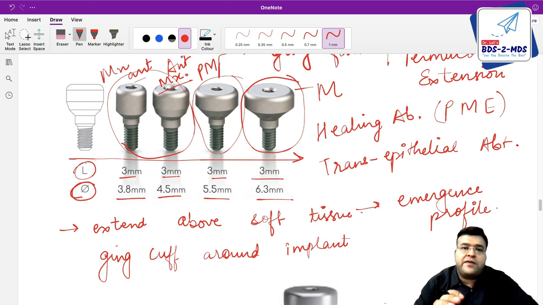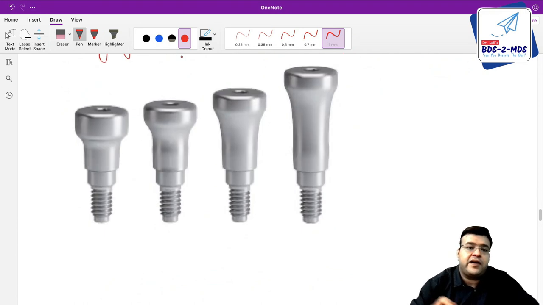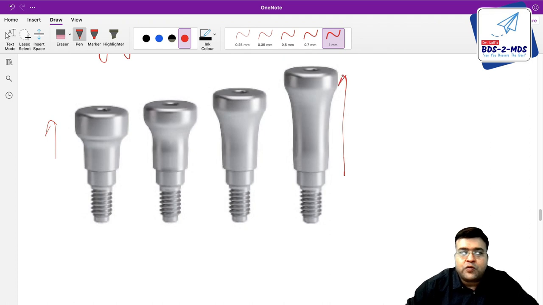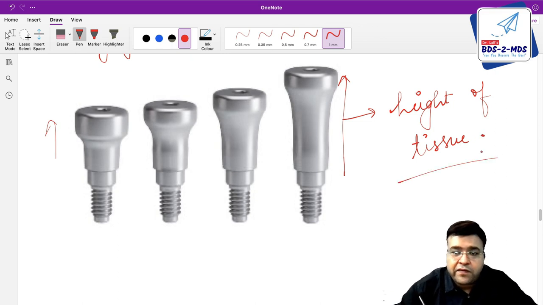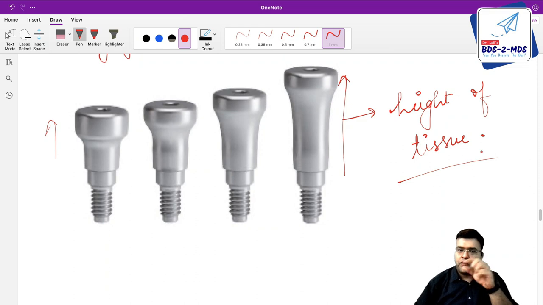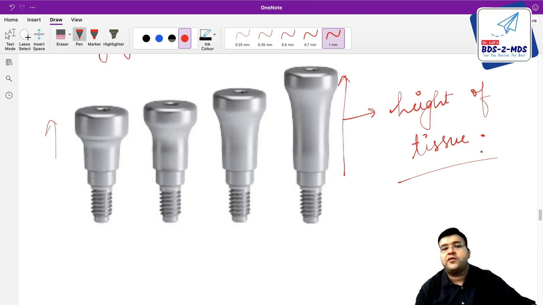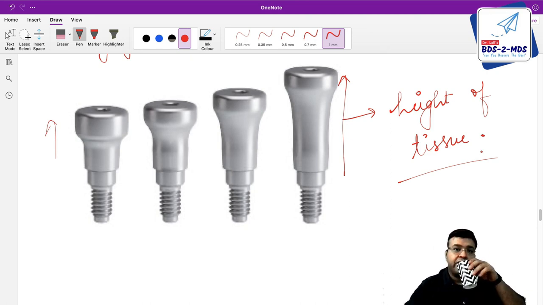Similarly, the way you have different widths in the same length, you also have different lengths in the same width. This depends on the height of the tissue. So when you select your gingival former, if you place a small gingival former and the tissue grows back over it, it will be of no use. That is why you get gingival formers of different heights and different widths.